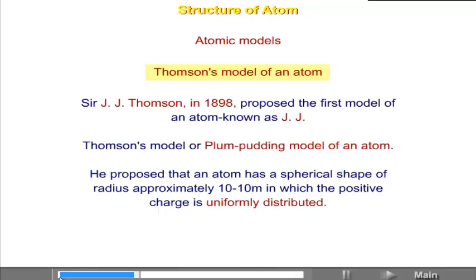Thomson's model of an atom. Sir J. J. Thomson in 1898 proposed the first model of an atom, known as J. J. Thomson's model or plum pudding model of an atom. He proposed that an atom has a spherical shape of radius approximately 10 raised to minus 10 meters, in which the positive charge is uniformly distributed.